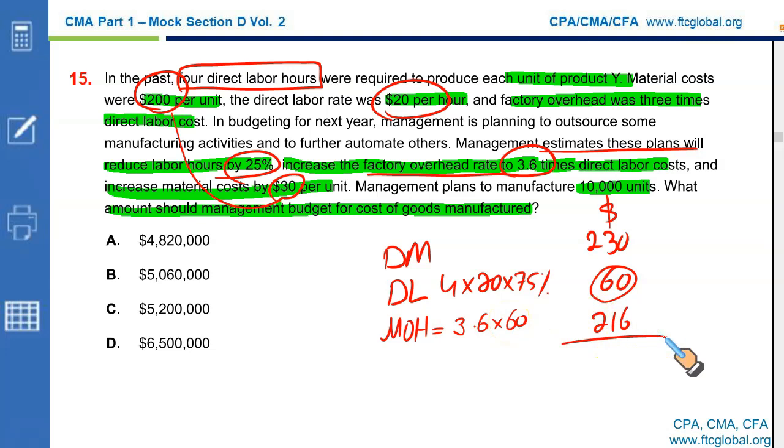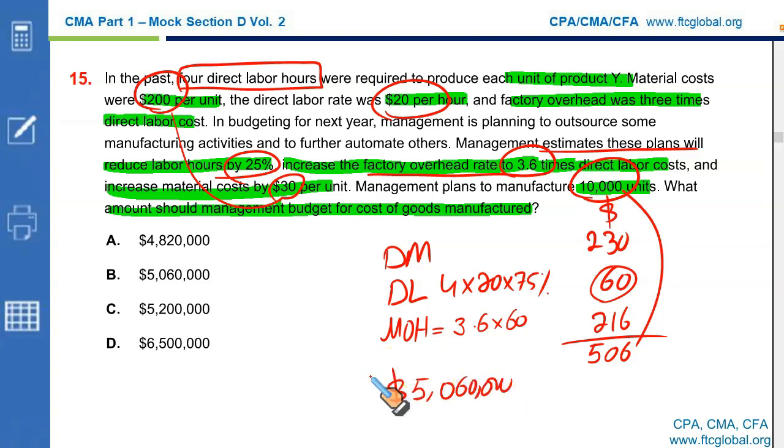If you add all these, 216 for MOH, 60 for labor, 230 for materials, gives you 506. This is your unit cost. You're planning to produce 10,000 units, just multiply this with 10,000. What you get is a straightforward B, 5.06 million. That makes B the correct option.